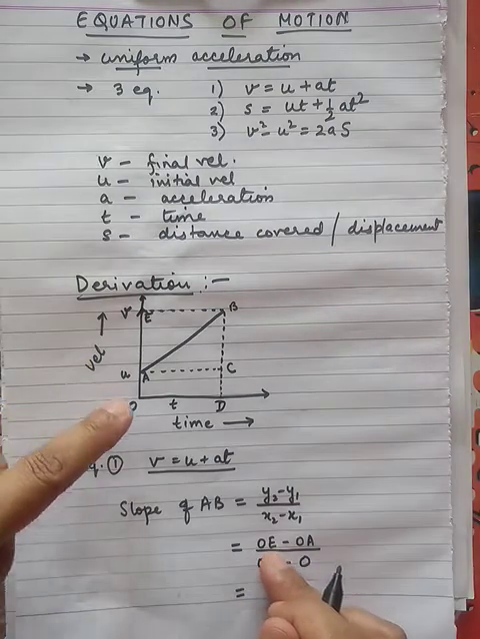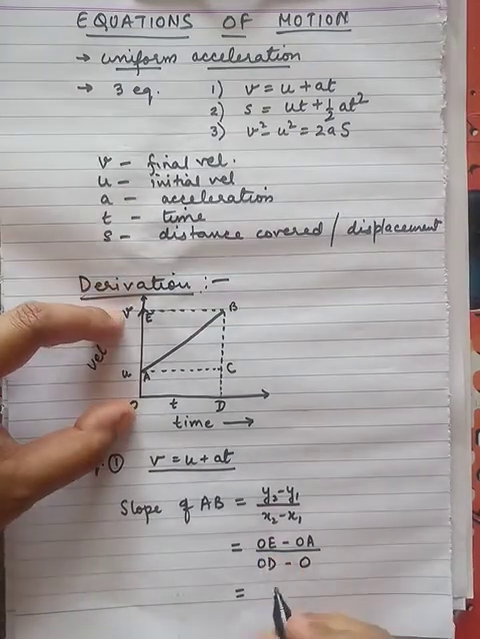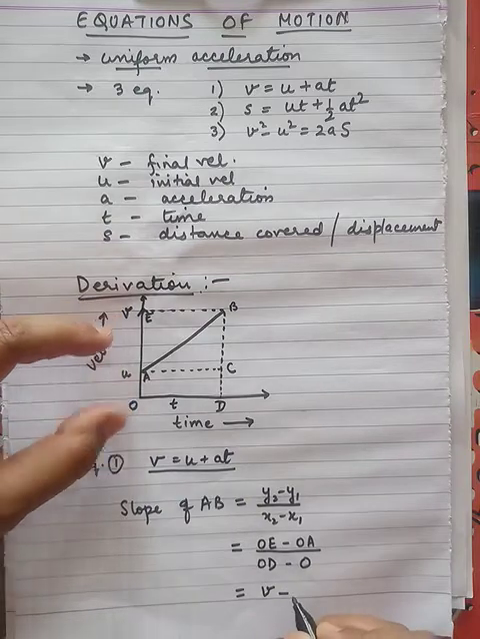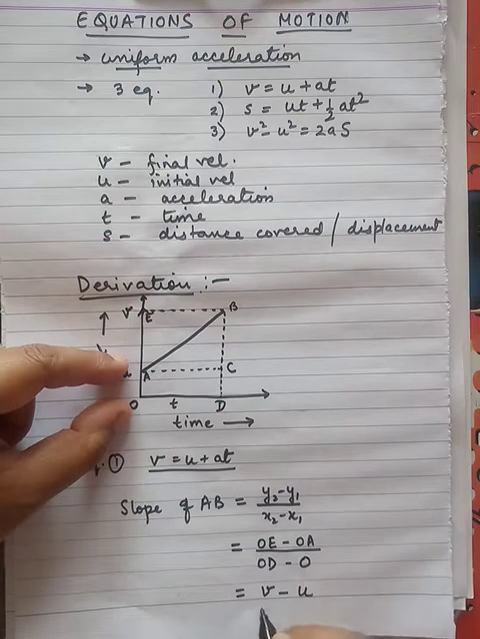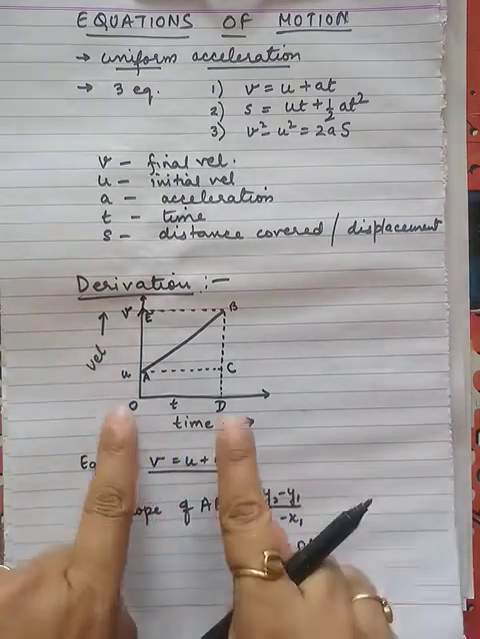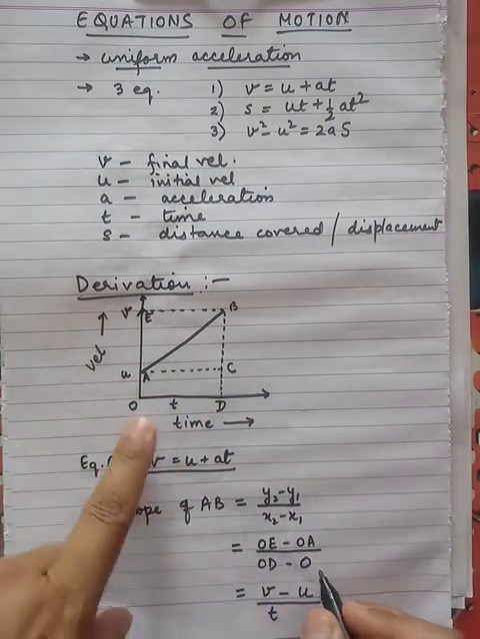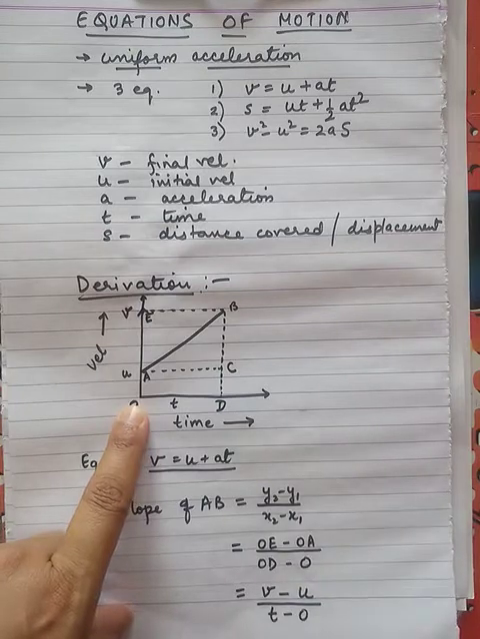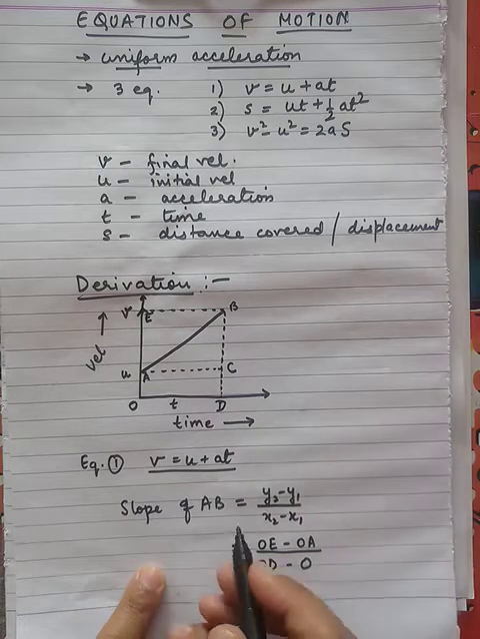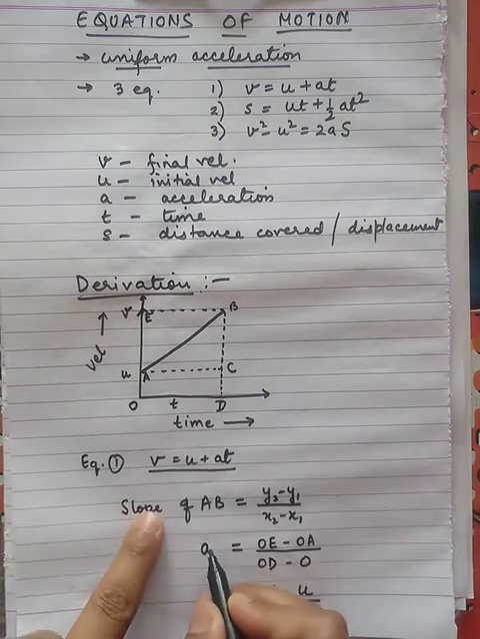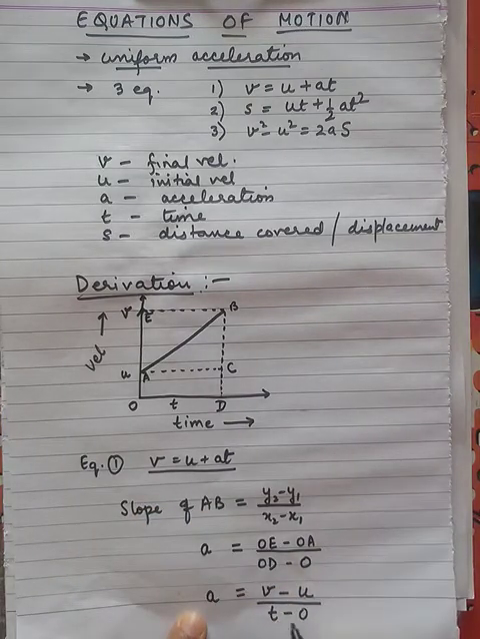What is OE? Let us see. What is OE? This much value is V. What is OA? This much value is U. Divided by what is OD? This much value is what? T. What is O at the origin? This is 0. So the slope of AB can be represented by acceleration, so I can write A instead of slope of AB. So A is equal to V minus U divided by T minus 0.